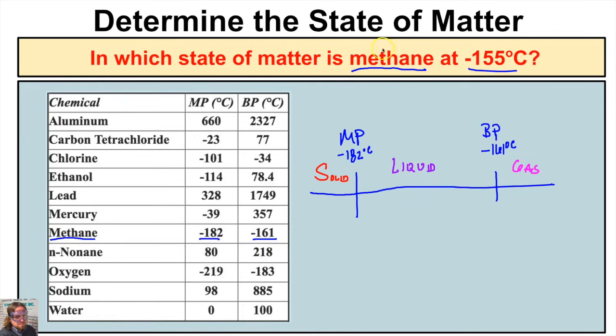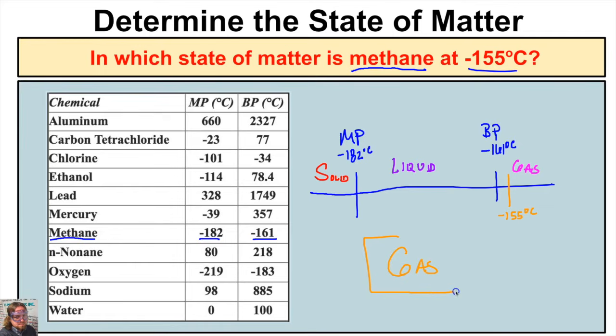So in this problem we have methane at negative 155 degrees Celsius, and we need to determine what state of matter it is. So where is negative 155 degrees Celsius on this little number line? Well, it's going to be somewhere right around here on our number line. So what state of matter is methane at a temperature of negative 155 degrees Celsius? It's going to be a gas.